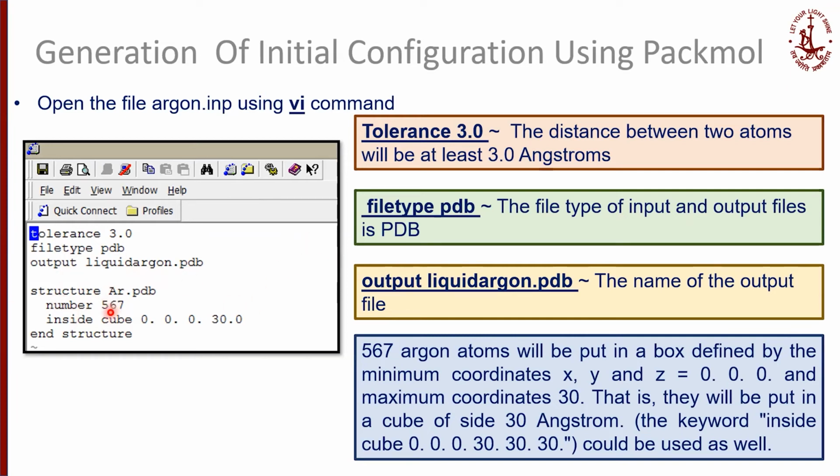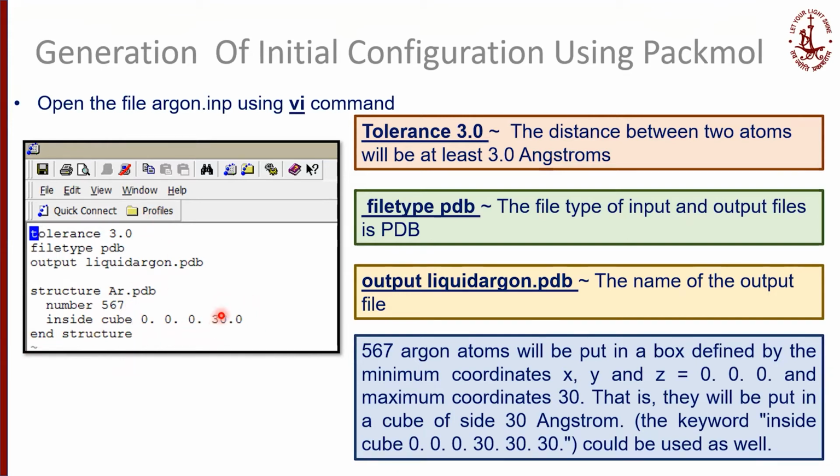Then the next line is number 567, inside cube. That means you have taken 567 argon atoms in a cubical box with a box length of 30 angstrom. The keyword inside cube is used here. Then it is end structure, so it is ending this program.